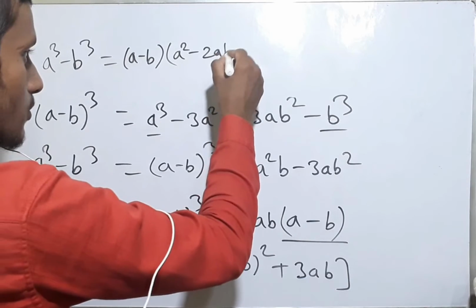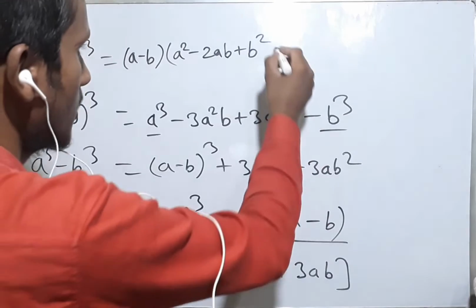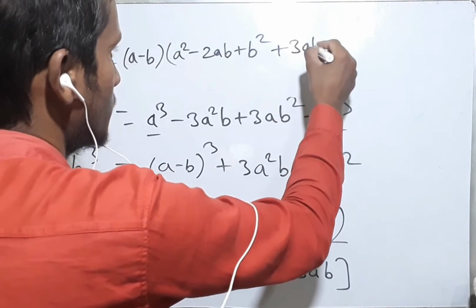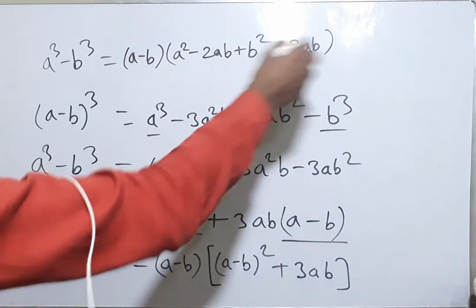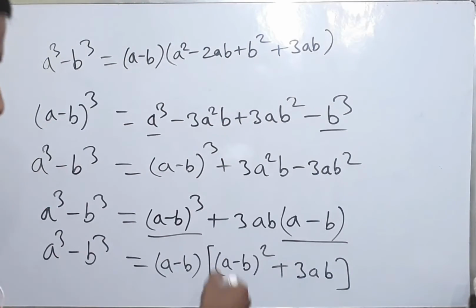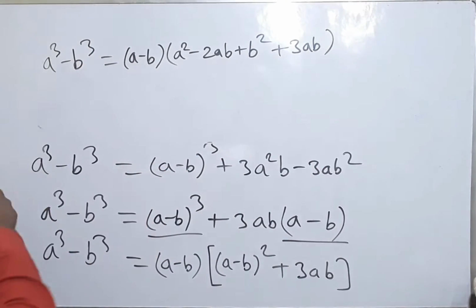Minus 2ab plus b squared. Plus 3ab. Okay, so this is what this will be equal to. And I've written a small bracket because I do not have parentheses inside. Okay. Now let's wipe this step now.